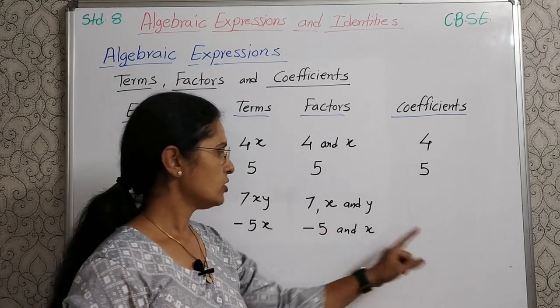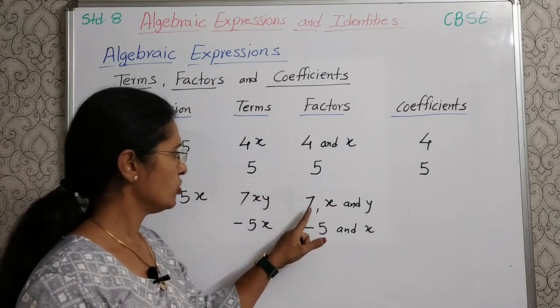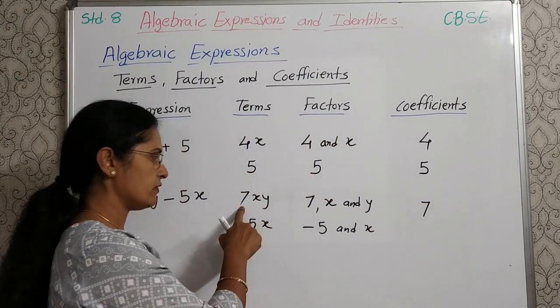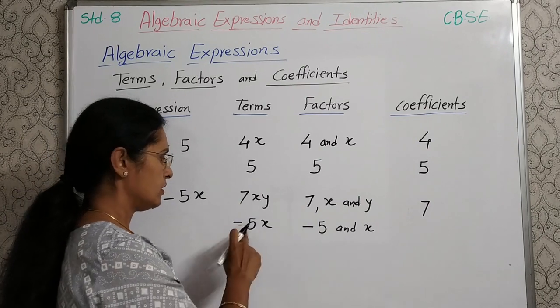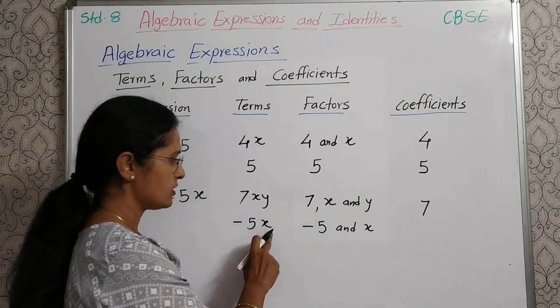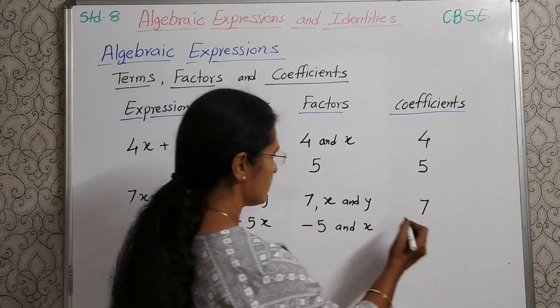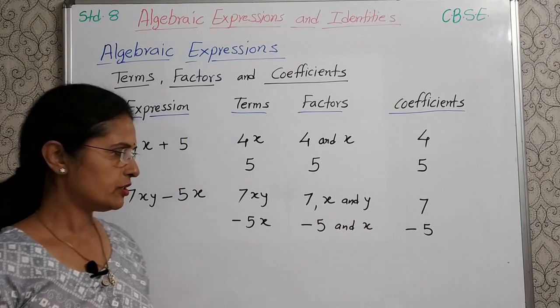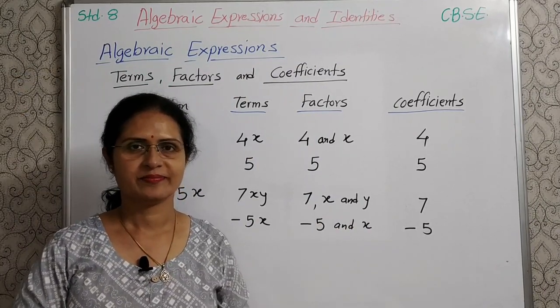Now, what are the coefficients of these terms? Now, for this term, the numerical factor is 7. So, the coefficient is 7 for the term 7xy. And here in minus 5x, the numerical factor is minus 5. So, minus 5 is the coefficient for this term minus 5x.